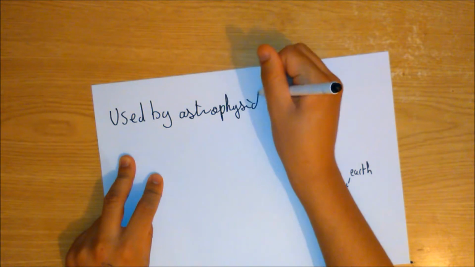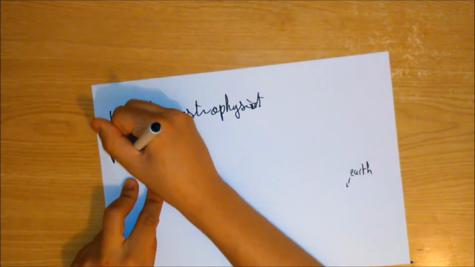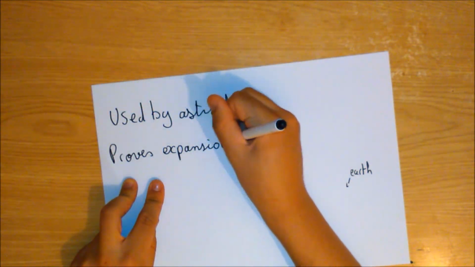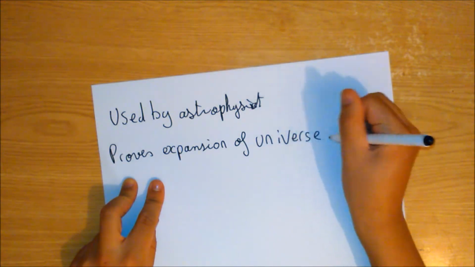The Doppler effect allows astrophysicists to prove that the universe is expanding, due to the fact that stars are getting further and further away from Earth, and it confirms the theory of the Big Bang.